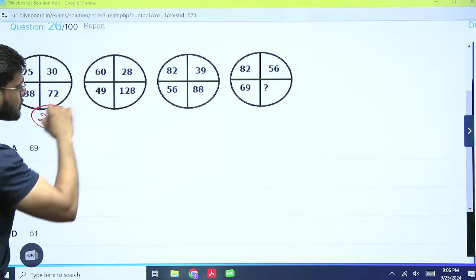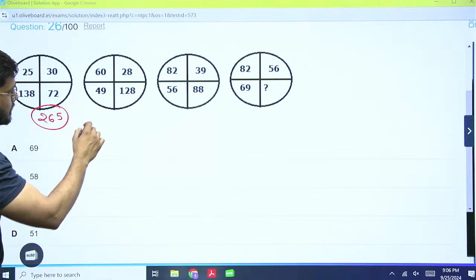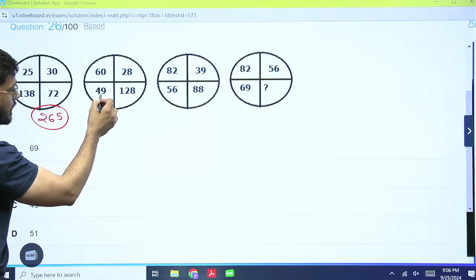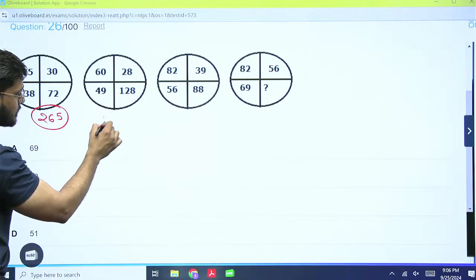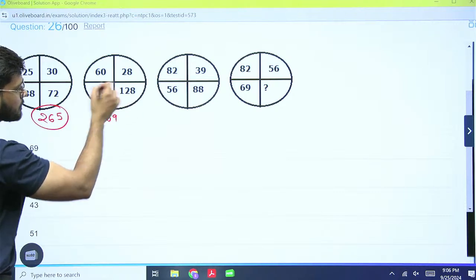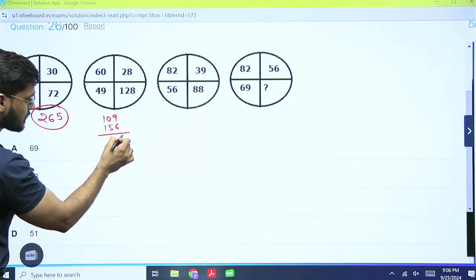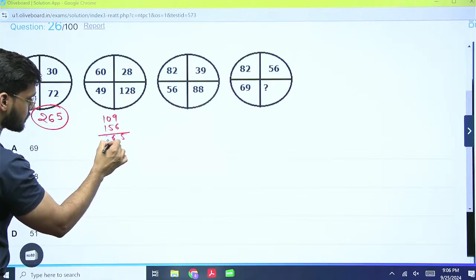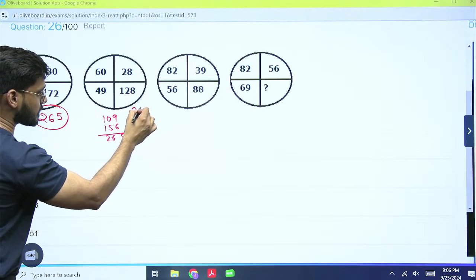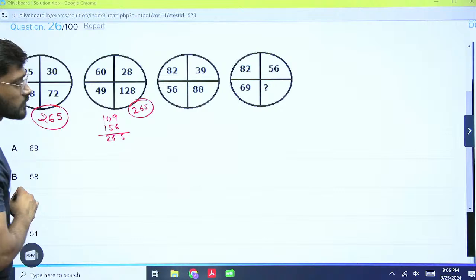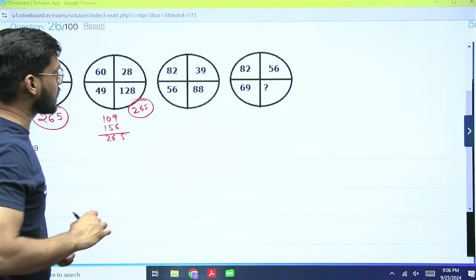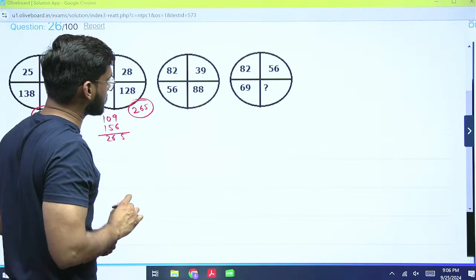Let's add all these numbers as well. What will we get? 60 plus 40, 100, 109, 109 plus 28, 156. 9 or 6, 15, 5 or 1, 6, 265. So the addition of all these numbers is also giving us 265 as the resultant.